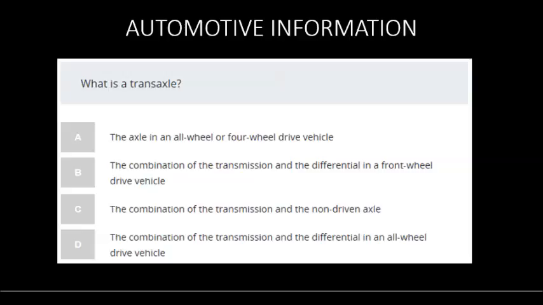Welcome to Asvab Weekly. Today's question is going to cover the automotive information section of the test. And our question asks us, what is a transaxle?